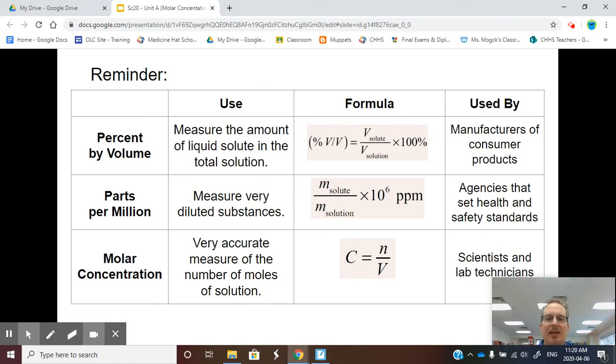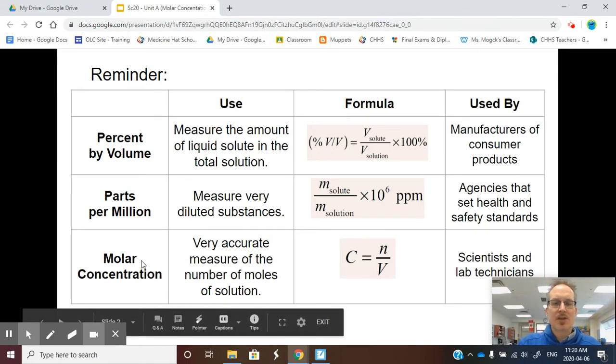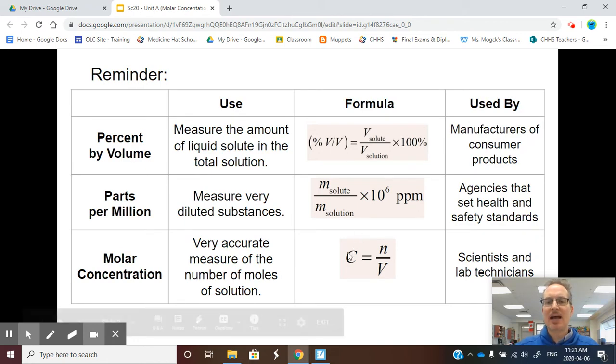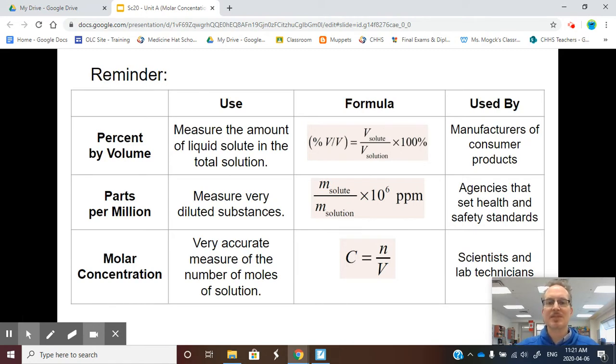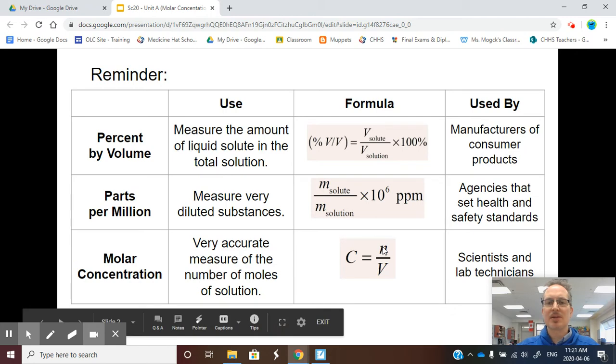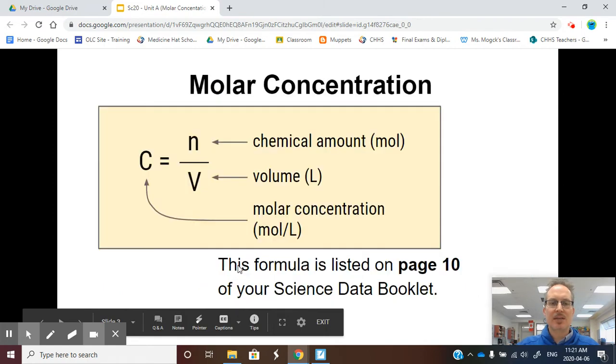And what I would like us to do is concentrate on the last one, molar concentration. This is what we use in the lab. This is how we calculate moles per liter. That's what we talk about when it comes to concentration, when it comes to science. Now, this is going to be moles per liter, moles per volume. So let's go ahead a slide.